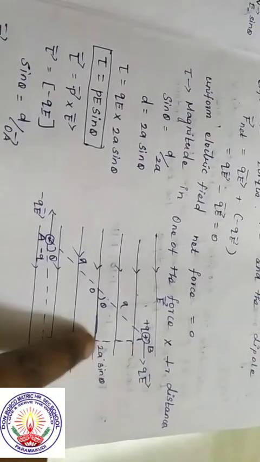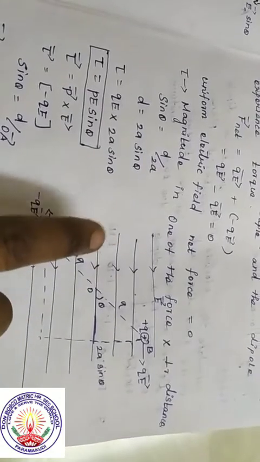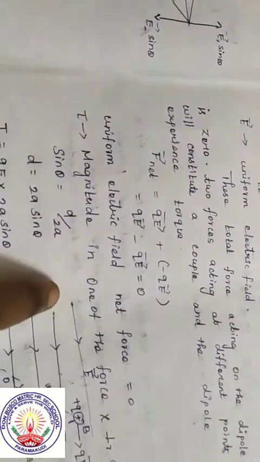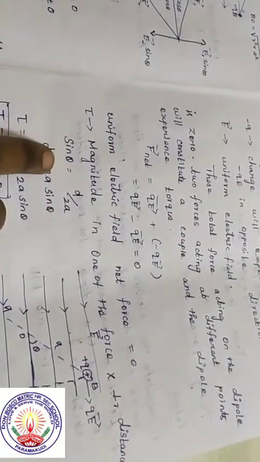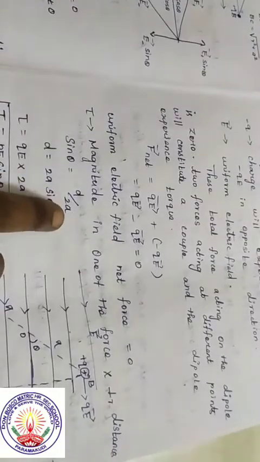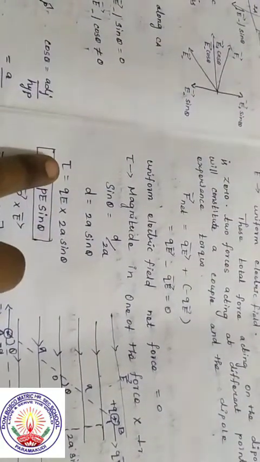So you have to take this value as 2a sin theta. This angle is what we use to calculate the torque value. Torque is denoted by the symbol tau. Tau is the magnitude of one of the forces times the perpendicular distance. The distance is denoted by d. So sin theta is d by 2a. Cross multiplying, d is 2a sin theta. Then we have to calculate tau.